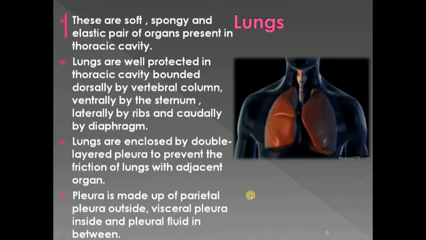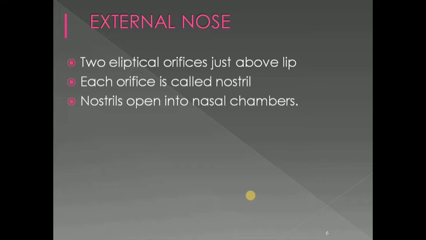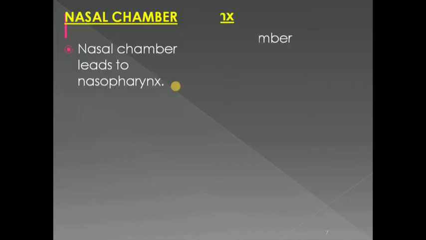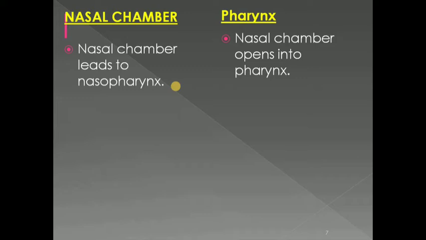Now let's talk about other parts of our respiratory system. The first is the external nose. There are two elliptical orifices just above the lip. Each orifice is called a nostril, and the nostrils open into the nasal chambers. The nasal chamber leads to the nasopharynx, and opens into the pharynx.